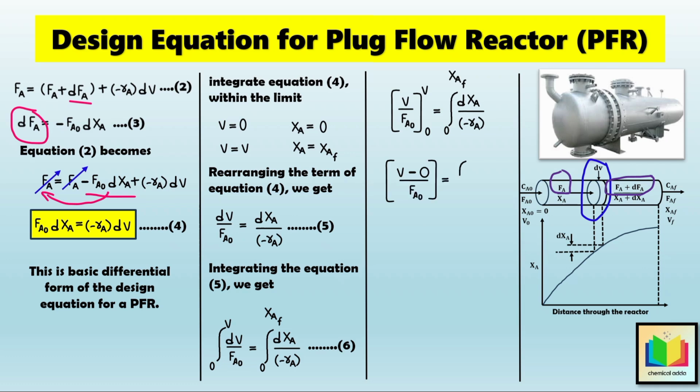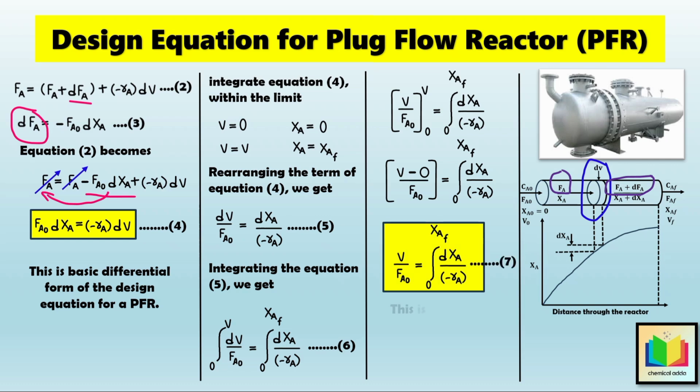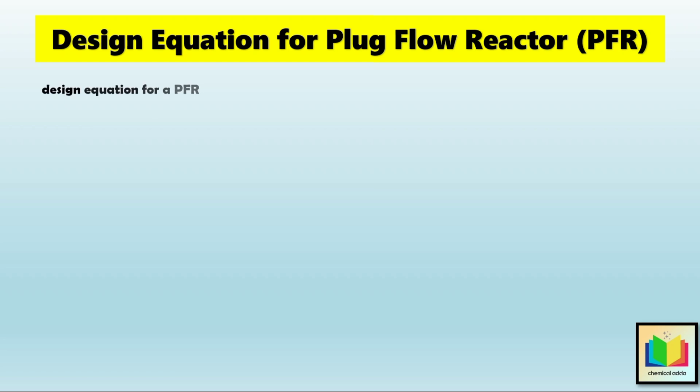after applying the limits and solving it, V by Fa0 is equal to integration from 0 to Xaf, dXa divided by minus Ra. This is the design equation for a plug flow reactor in basic differential integral form. This equation relates reactor volume V to the feed rate Fa0, the rate of reaction, and the desired conversion. From this equation we can calculate how large the reactor must be for a particular conversion of reactant A. So as we have the design equation for PFR in terms of conversion.